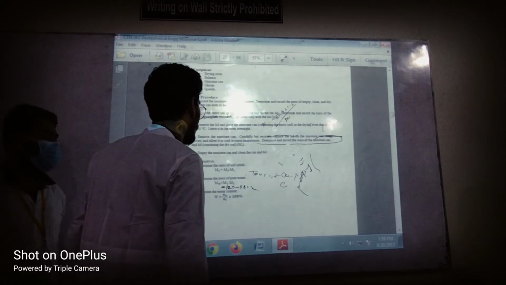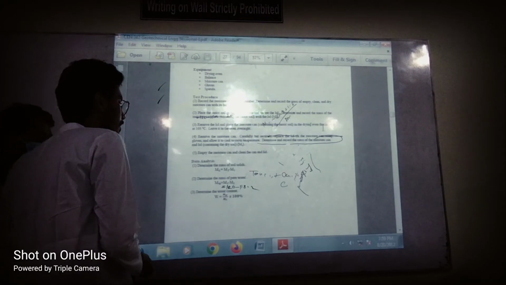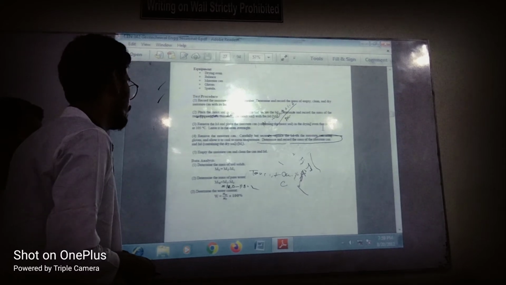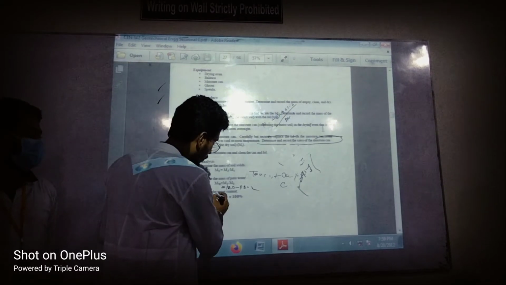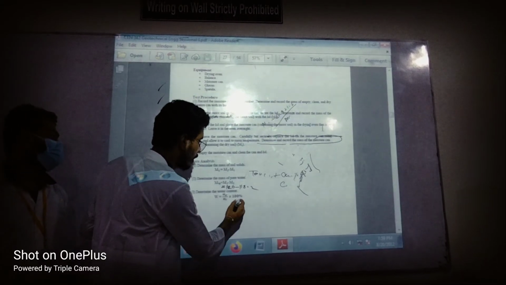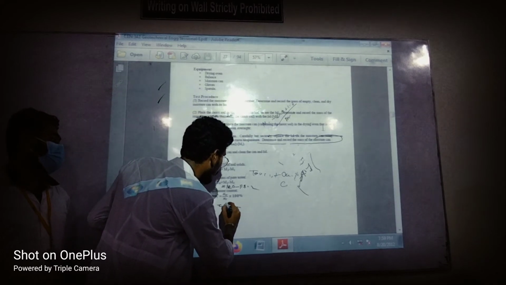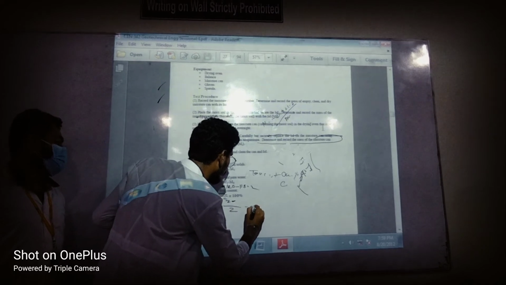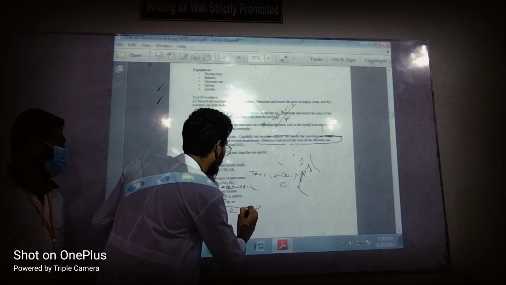This is the determination of the water content. W is equal to MW divided by MS, the mass of water divided by the mass of solid soil, multiplied by 100%. The value is 20 divided by 2, which is equal to 10, multiplied by 100%.